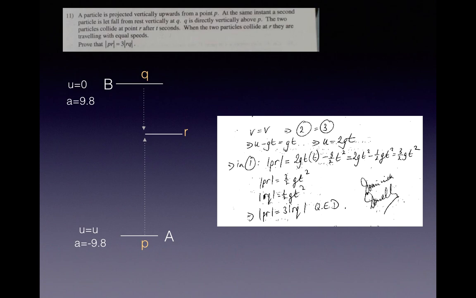So if we're to interpret this question, the important things to take out of the text of the question are that the speeds are equal at R, number 1, and number 2, they're projected or let go at the same time. So the time taken for them both to reach R is the same. So you can use the same t in all of your formula.